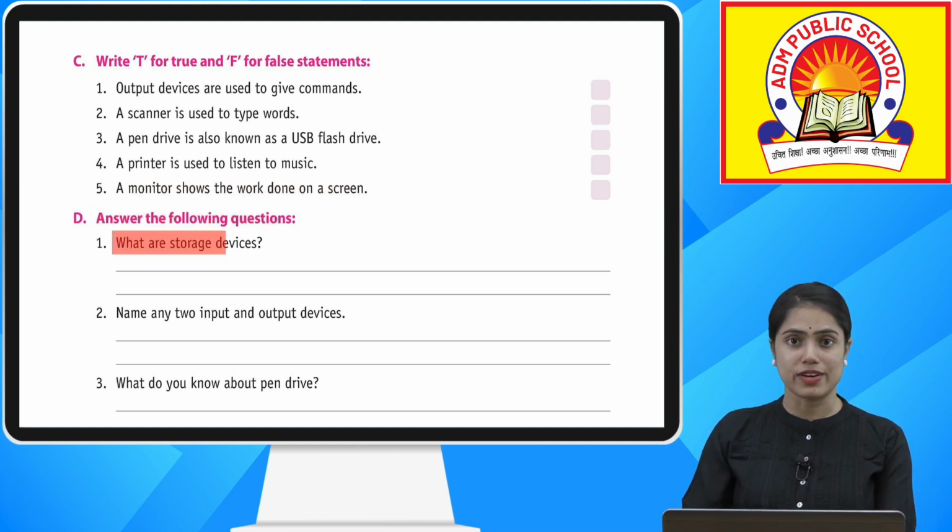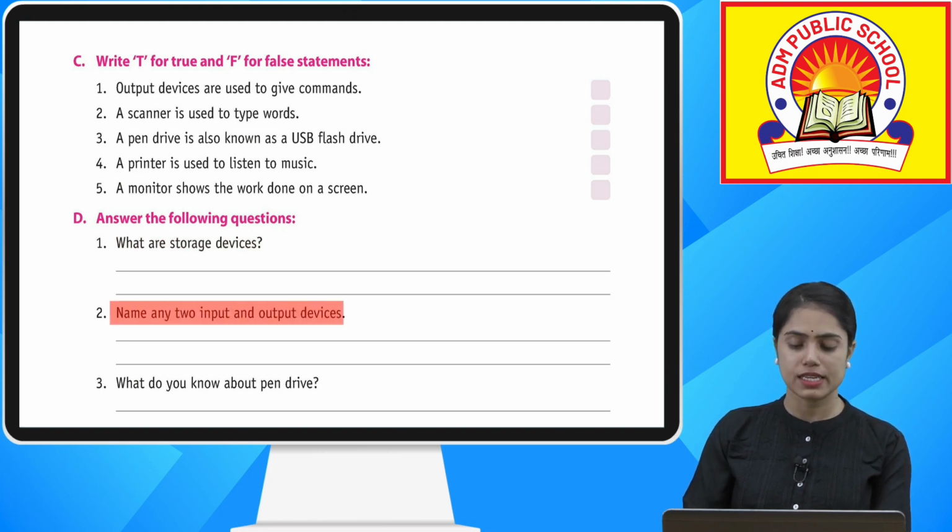Answer the following questions. What are storage devices? That is hard disk, a magnetic storage medium for a computer. Name any two input and output devices. Input is keyboard and mouse and output is monitor and printer.